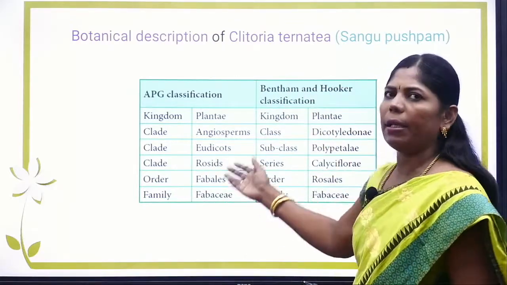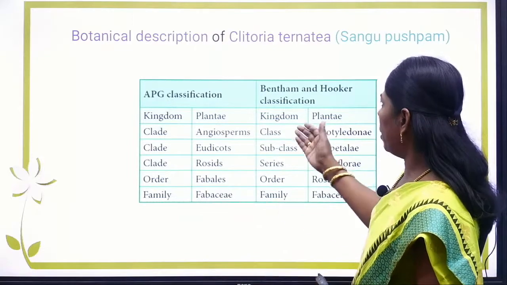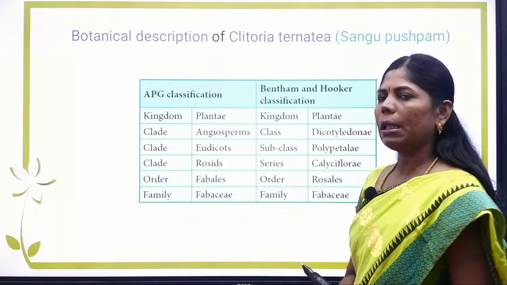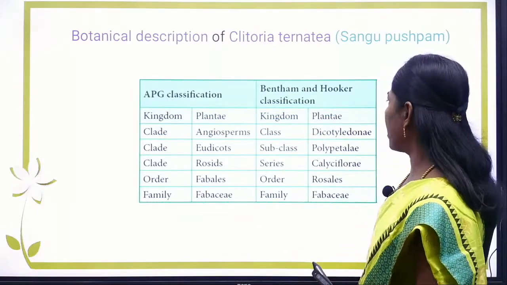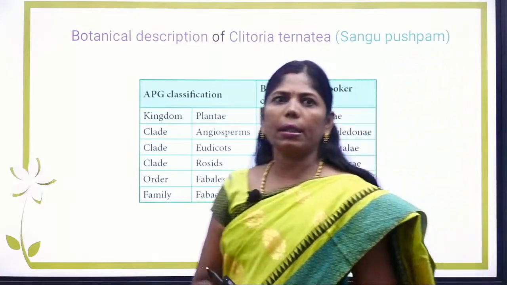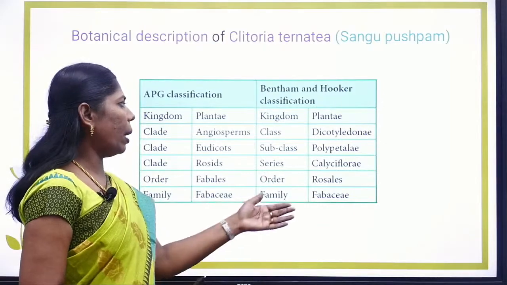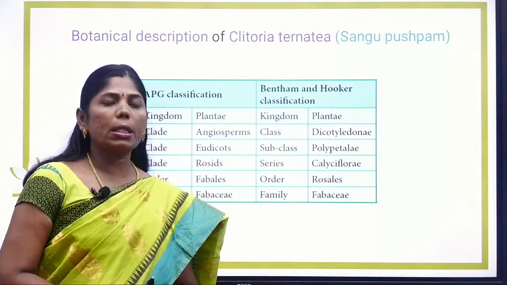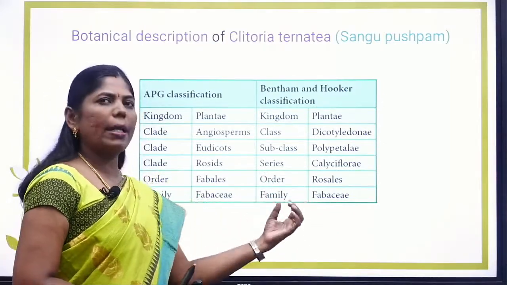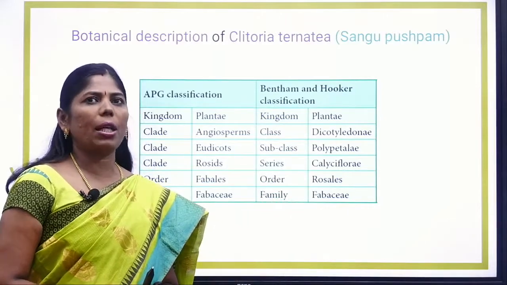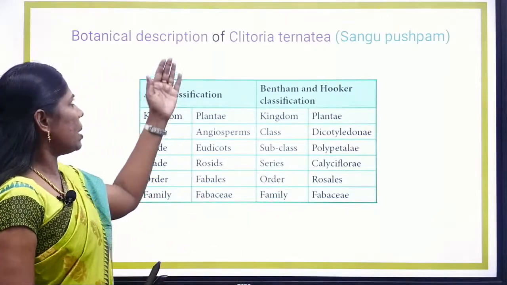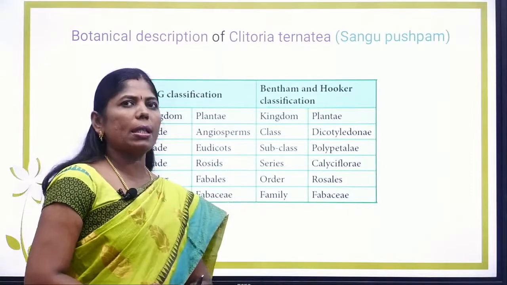So already we studied the Fabaceae family. The same thing: the kingdom is Plantae, class Dicotyledonae, the subclass is Polypetalae, and the series is Calyciflorae, order Rosales, and family is Fabaceae. So what is the genus? That is Clitoria, and the species is Ternatea. So genus is Clitoria and Ternatea is a species.